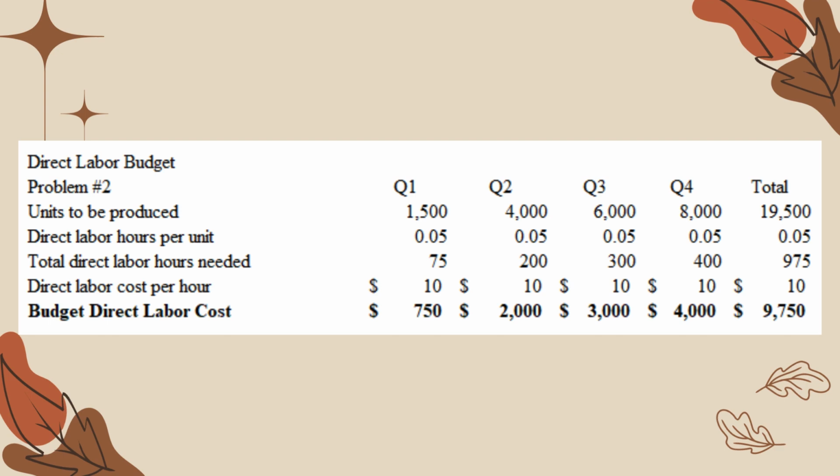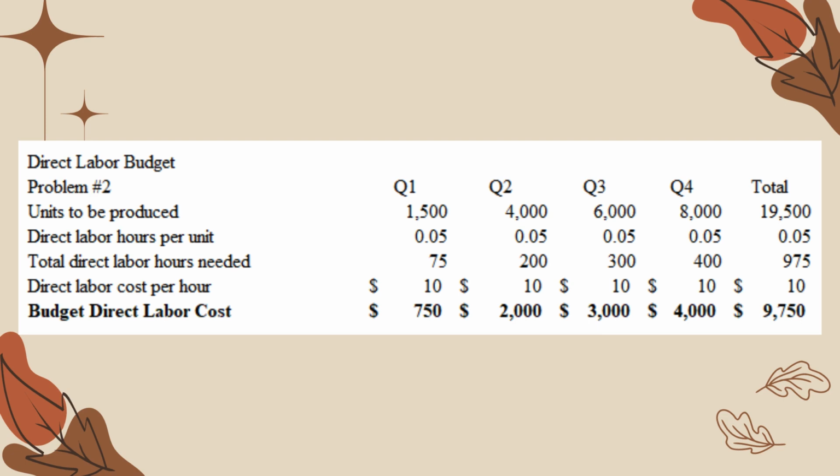So to get the total direct labor hours needed on this one, 1,500 multiplied by 0.05 is equal to 75. And to get the direct labor cost, we will just multiply the 75 by $10, which is the direct labor cost per hour that was given on the previous slide. So if you multiply it, it will be a total of $750. That is just the same for quarters 2, 3, and 4, and also the total to get the year-end direct labor costs of this company.